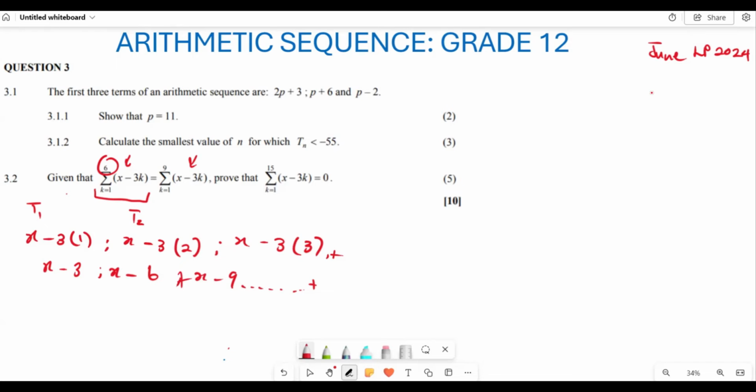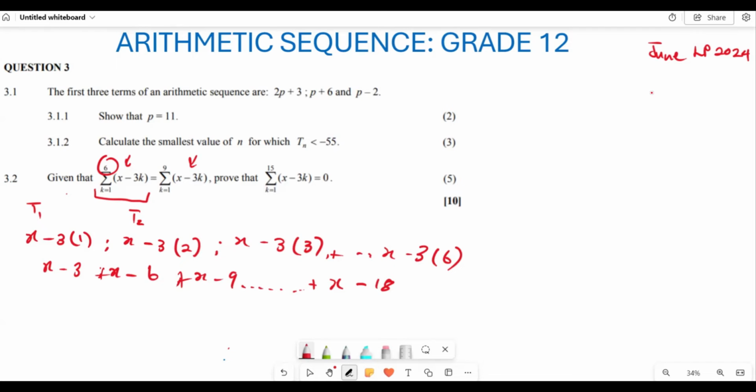So what is it that I can do now from here? I can say, look, this is the same as x subtract 3, and then this is going to be your 6, right? When I'm doing that, can you see that the last term here is x subtract, this 3 multiplied by 6, which is going to be 18, isn't it? So this is going to be the same as your 18, right?